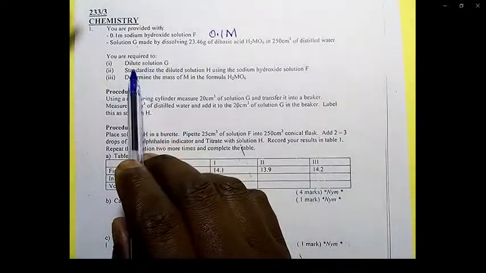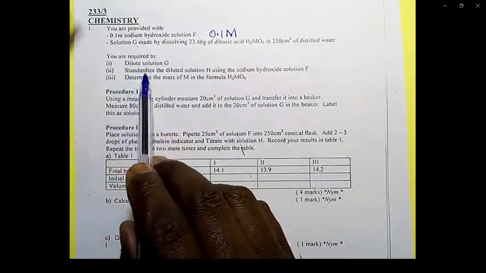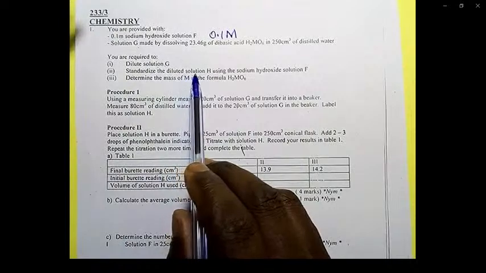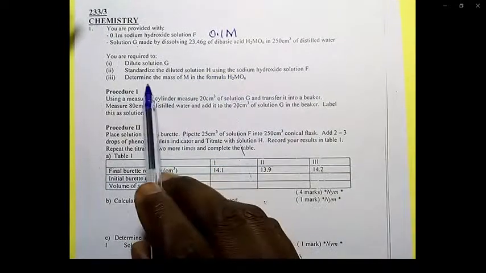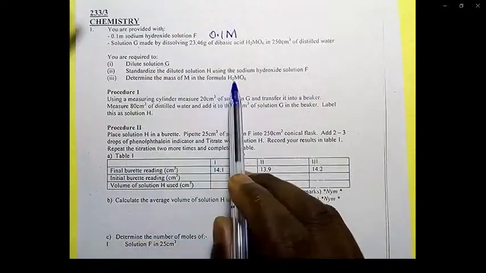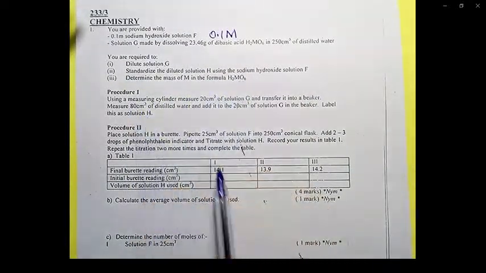You are required to dilute solution G, a standardized dilution, to get diluted solution H, using the sodium hydroxide solution F. Determine the mass of M in the formula H2MO6.